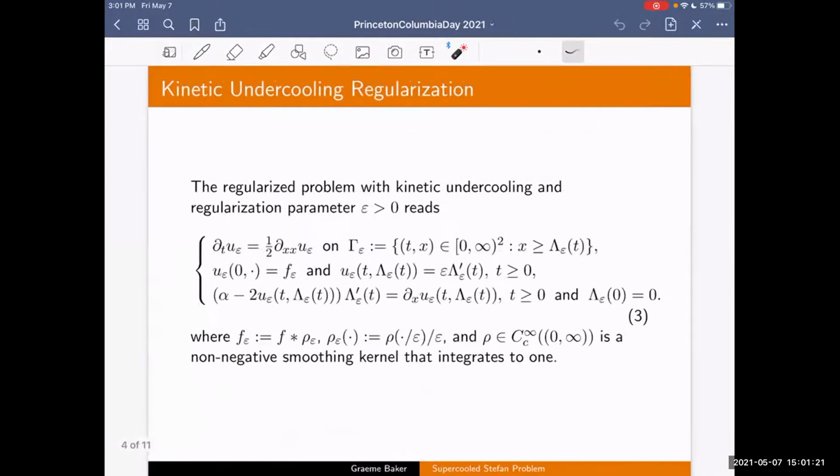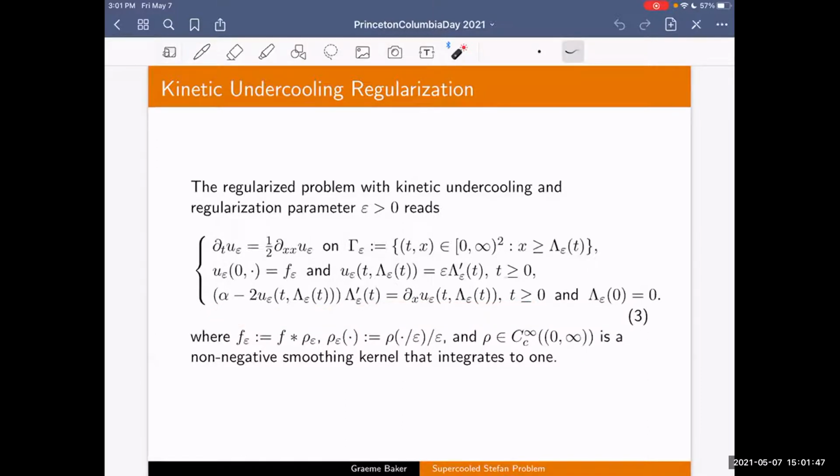So let's talk about that regularized problem. So here we have a little subscript epsilon for U epsilon. And we have two things that are different here. So the first, we can see our Stefan condition. Instead of an alpha, we have this alpha minus 2u epsilon in front of our lambda prime. And so we'll talk about that on the next slide.